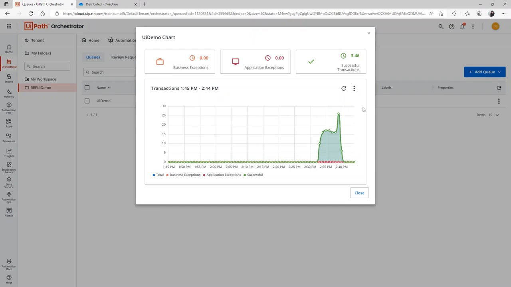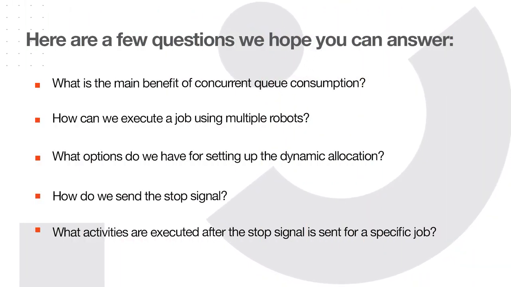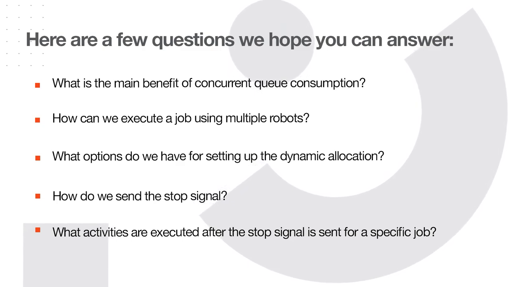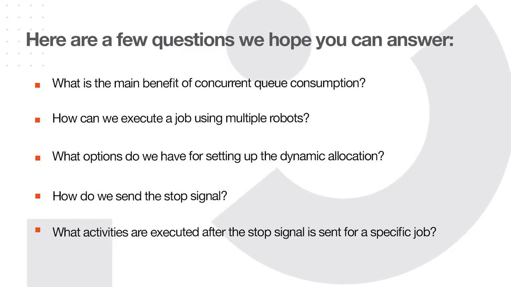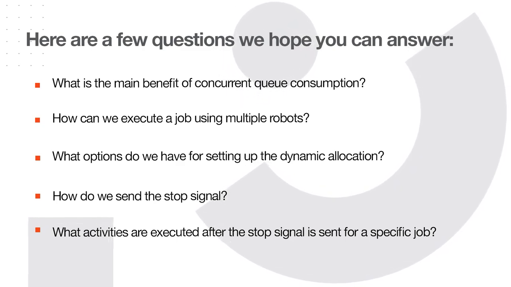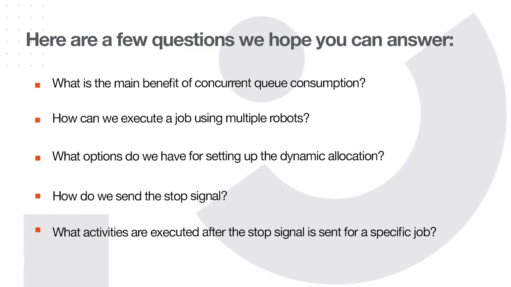After having watched this video, do you think that you could answer a few key questions? What is the main benefit of concurrent queue consumption? How can we execute a job using multiple robots? What options do we have for setting up the dynamic allocation? How do we send the stop signal? What activities are executed after the stop signal is sent for a specific job?